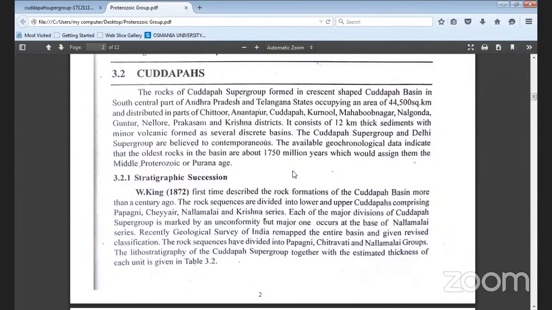The Kadapa supergroup and Delhi supergroup are believed to be contemporaneous. Available geochronological data indicate the oldest rocks in the basin are about 1750 million years, which would assign them to the Middle Proterozoic age.